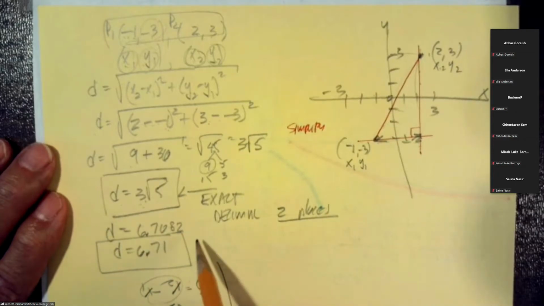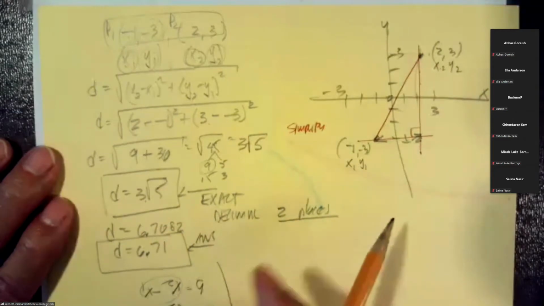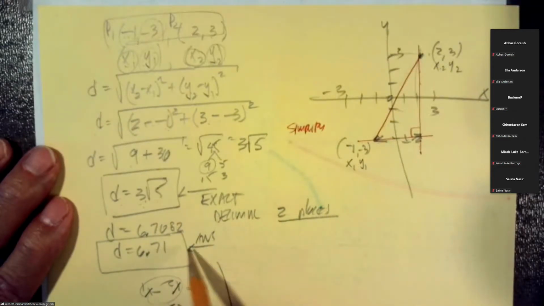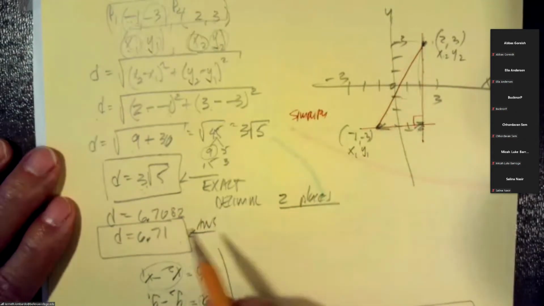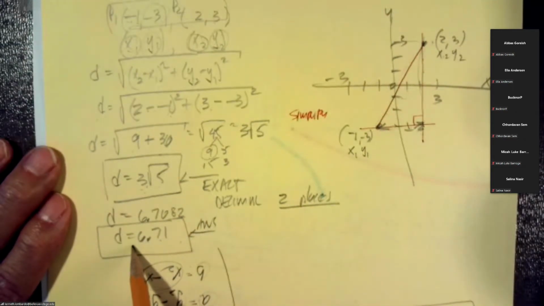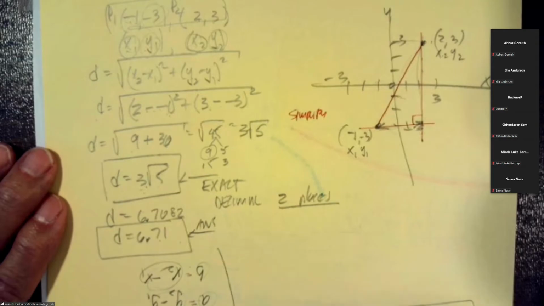If you're not given units, you don't have to supply units. If you are given units of inches or feet or centimeters or yards or whatever the units were, then you would want to put those units in your answer. But if no units are given, then 6.71 is a fine answer. Okay, questions at that point? Anything we did there? Okay.